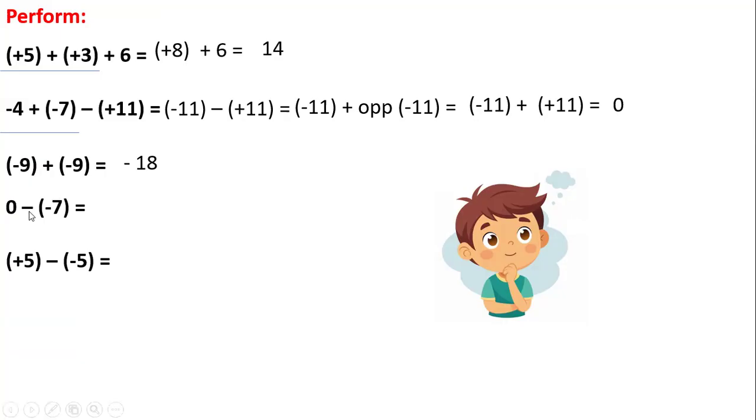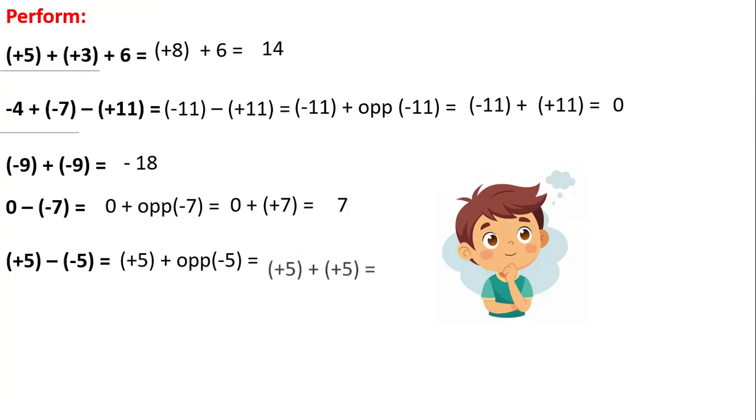Here I have subtraction, so I apply the steps of subtraction. 0 plus the opposite of negative 7. The opposite of negative 7 is positive 7, so my answer is 7. Here I'm subtracting two signed numbers, so I apply the steps of subtraction. Positive 5 plus positive 5, it is positive 10.